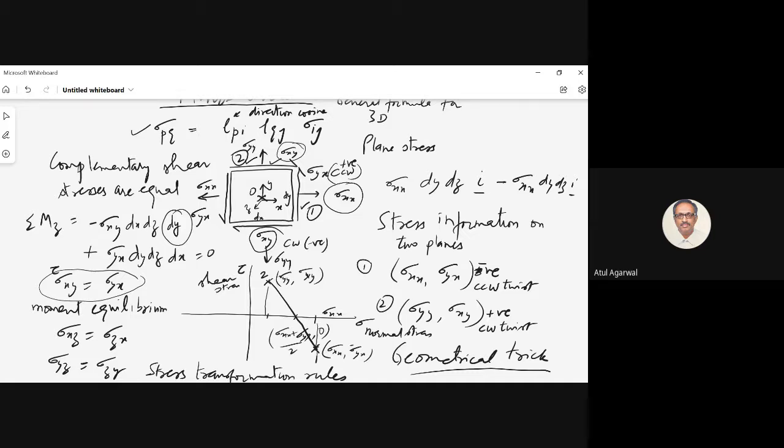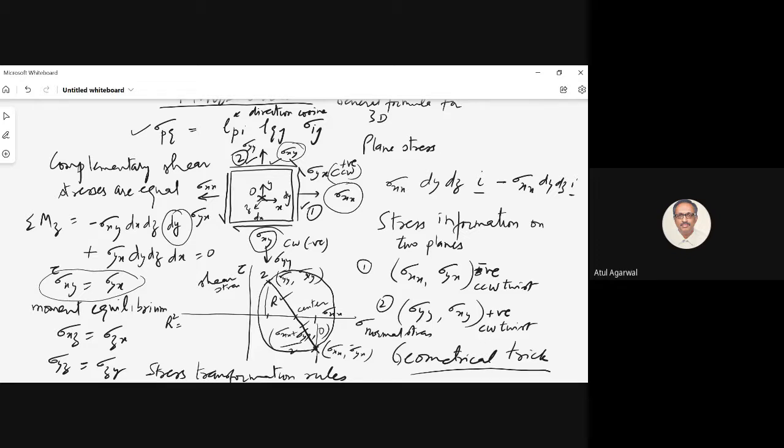Now with this as the center and this as the radius, you can draw a circle. This circle is called Mohr circle. Any problem? So you have just learned to draw Mohr circle. Can you find the radius of this circle? What is the radius of this circle?